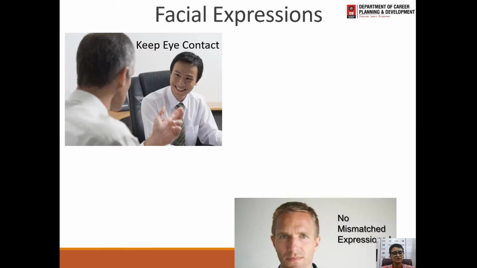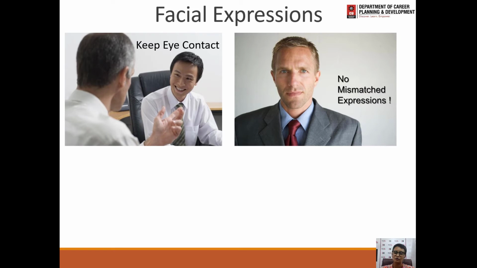Then come the facial expressions. I have already shared with you that eye contact is very important. If it is a face-to-face group discussion, you should make eye contact with the moderator. No, never. You should make eye contact with your group members. And your expressions should match the statement you are making.